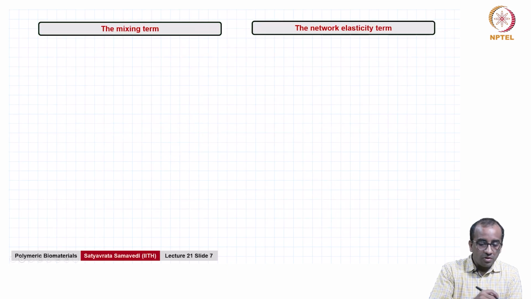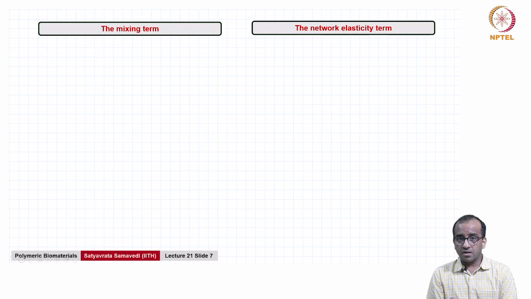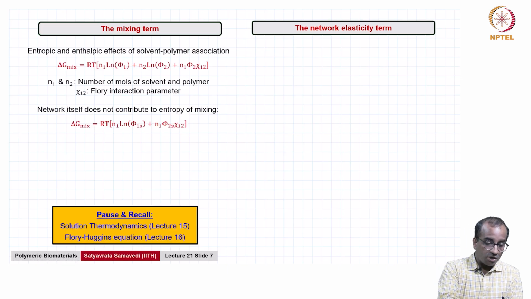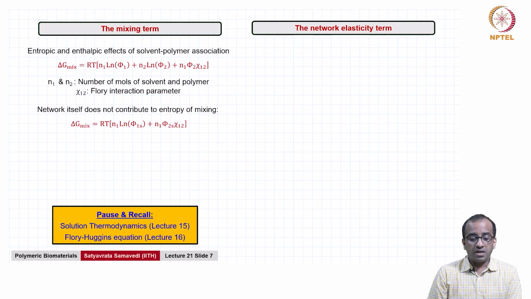Now what we will do is quickly take a look at some expressions for the mixing term and the network elasticity term, and then set them equal to each other, and then we will come up with the Flory-Rehner Merrill-Peppas equation. The mixing term is not new to us. We have already seen entropic and enthalpic effects of solvent polymer association. This is simply the Flory-Huggins equation.